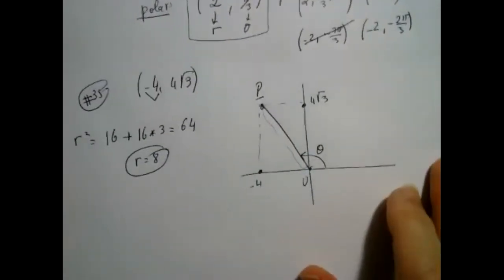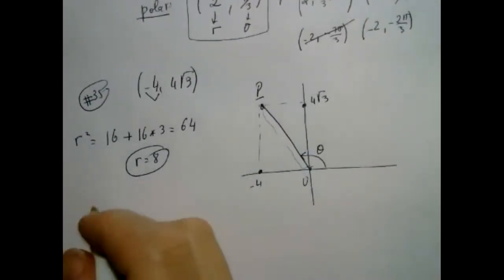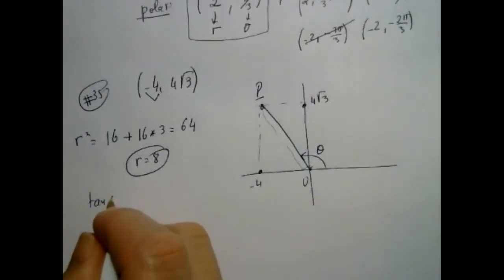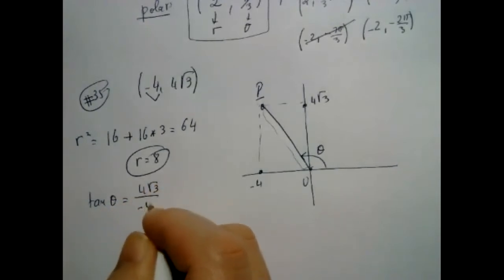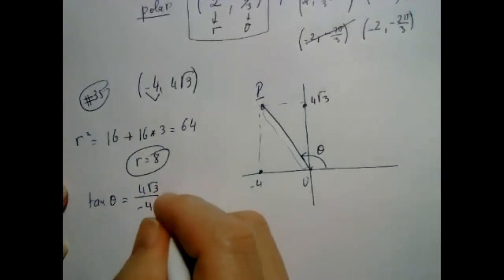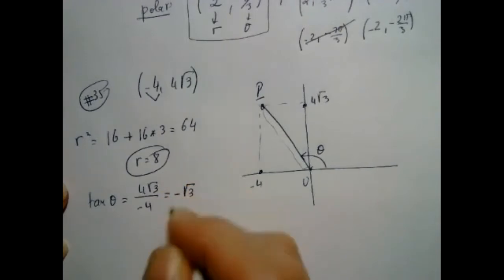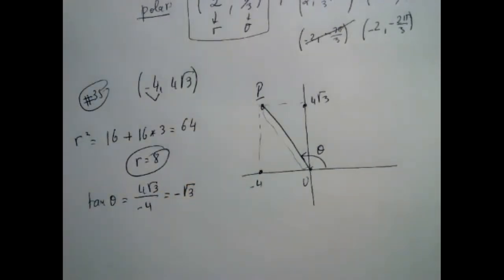Now for theta, and that's really where the issue is. Now tangent theta is actually y over x. That's correct mathematically, which is minus the square root of 3. So tangent theta is this. The question is now, when we find the tangent inverse.